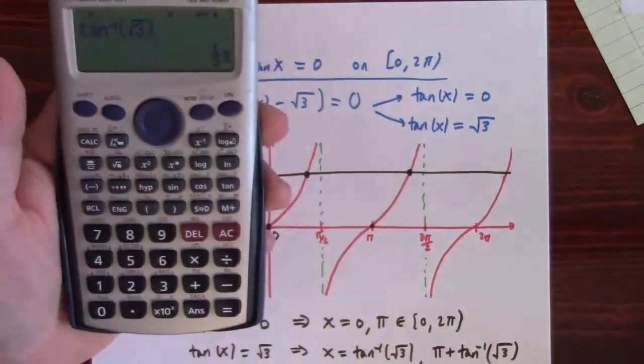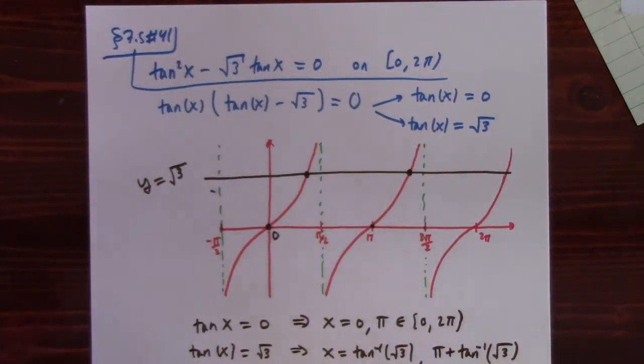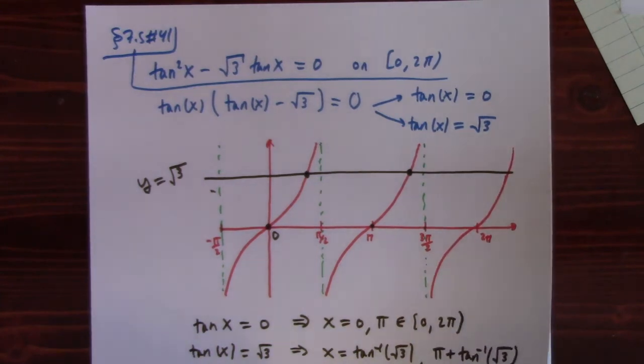Yeah, pi over 3. So we can summarize the solution as x equals 0, pi over 3, pi plus pi over 3, also known as 4 pi over 3. And there's your answers. So, yep, and that is the answer in the back of the book as well. That one was kind of fun, I think.